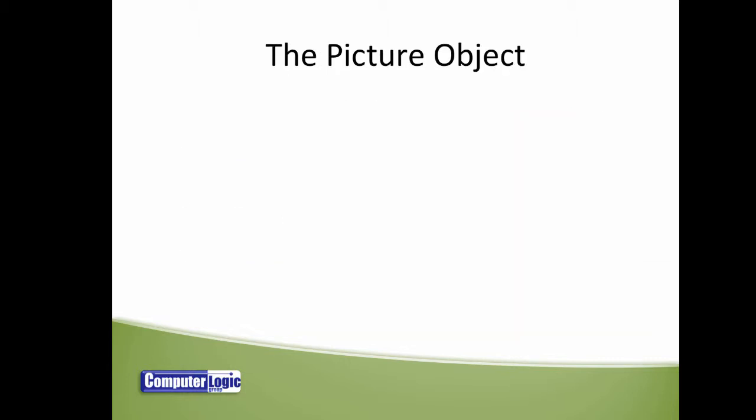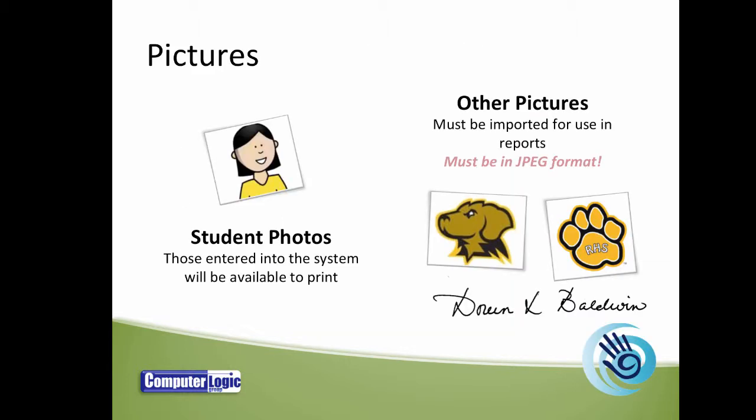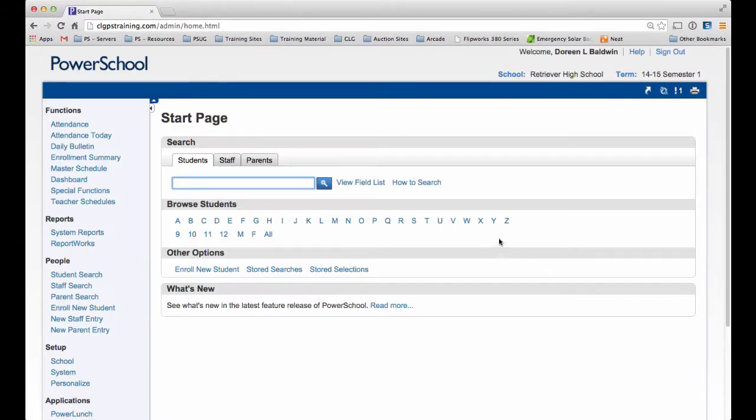So let's talk first about that picture object. If you have student photos loaded into your system, those are available to you by default. Now, anything else that you want to put into PowerSchool and use on your reports, you can do so as long as they're JPEG format and you've imported them into the system. In order to let you know how that's done, I want to take a minute here and switch over to PowerSchool and actually import a couple of photo items that we're going to use in our reports.